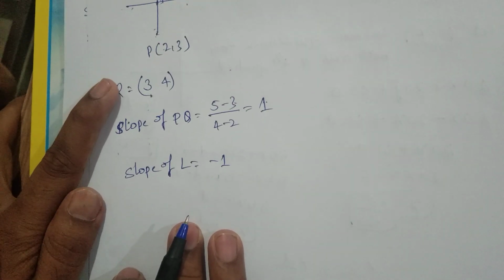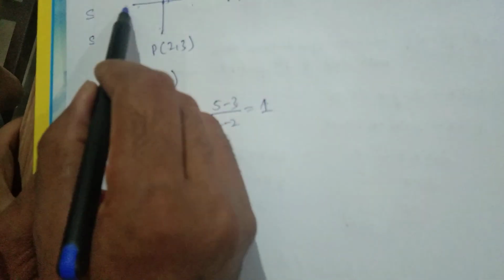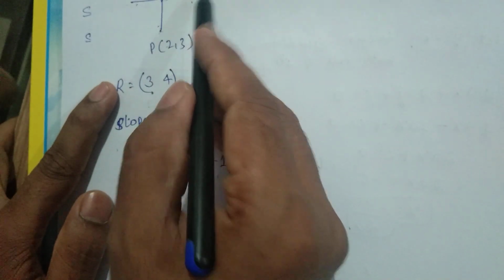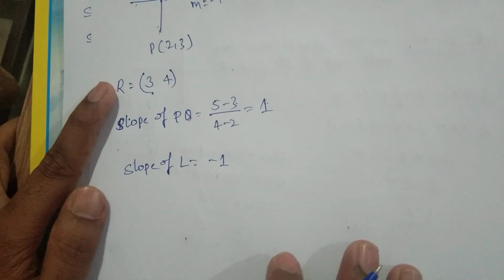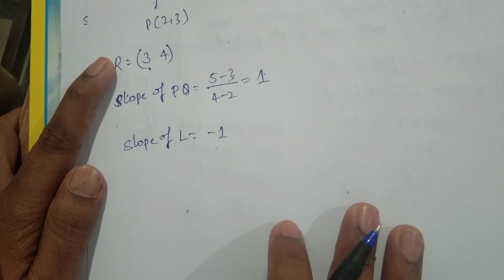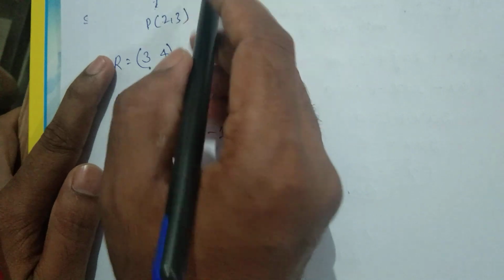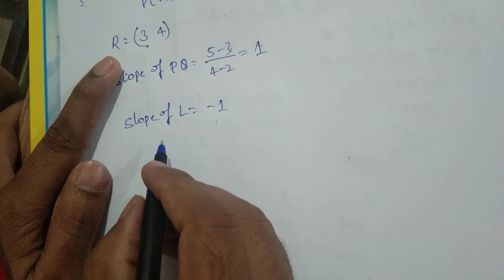Then, what is the equation of this line? Can we find it now? This line is passing through the point (3, 4) and its slope is minus 1. Do we know the formula for a line passing through a point with a known slope? Not slope intercept, sorry. The one point form of a line. What is the one point form?